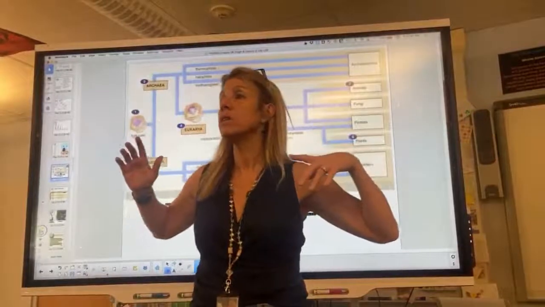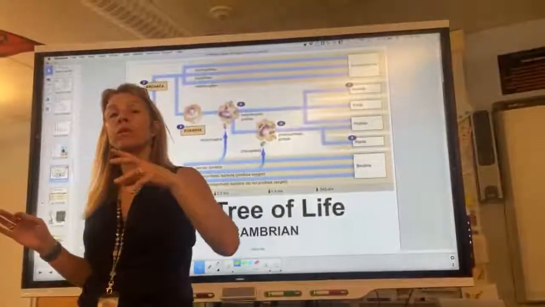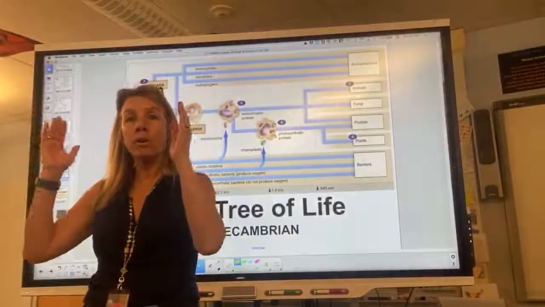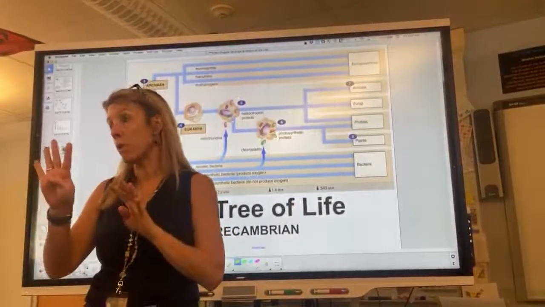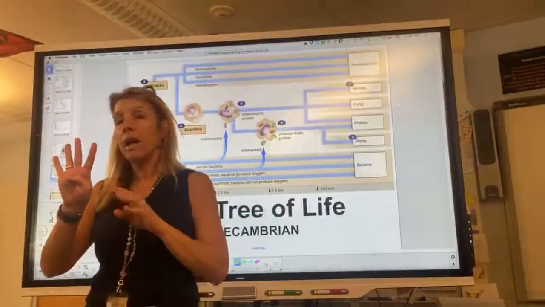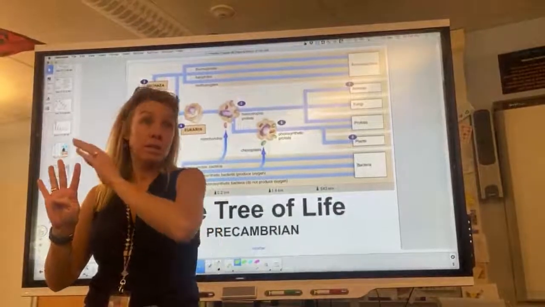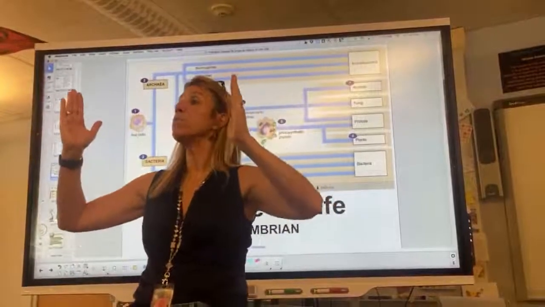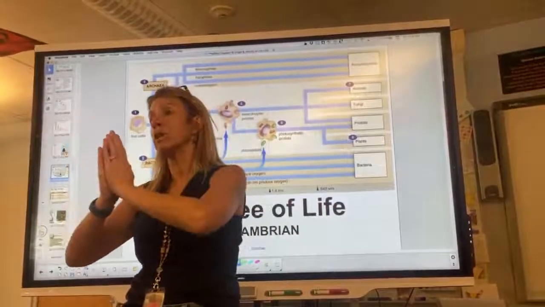The goal is not to memorize every single organism or every single time period. Our goal is to know the names of the time periods. There's only 4 that I need you to know, and where one stops, another one starts. And then the bookend organisms, because if you know the bookend organisms, you know everything that comes in between.